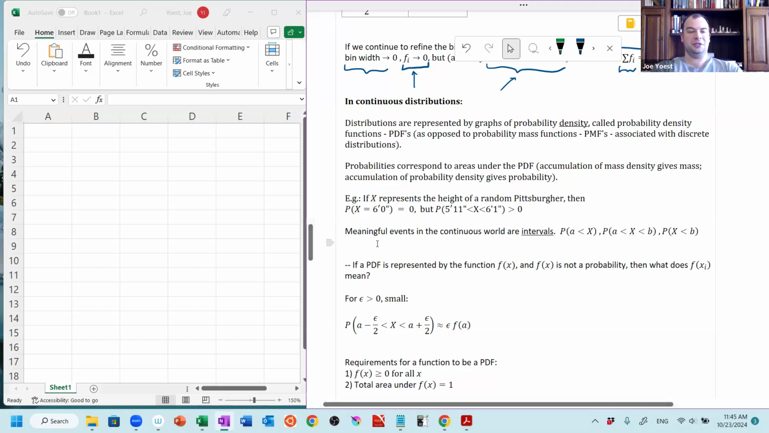Be very careful, because in the discrete world, that's very much not the case. The probability you roll a 1 on a fair die is 1/6. That's not 0. Very big difference in that regard between discrete and continuous distributions, because probability x equals 1 on a die roll is associated with probability mass function. That's a mass. That is a probability. But probability x equals 6 feet, that's a density.